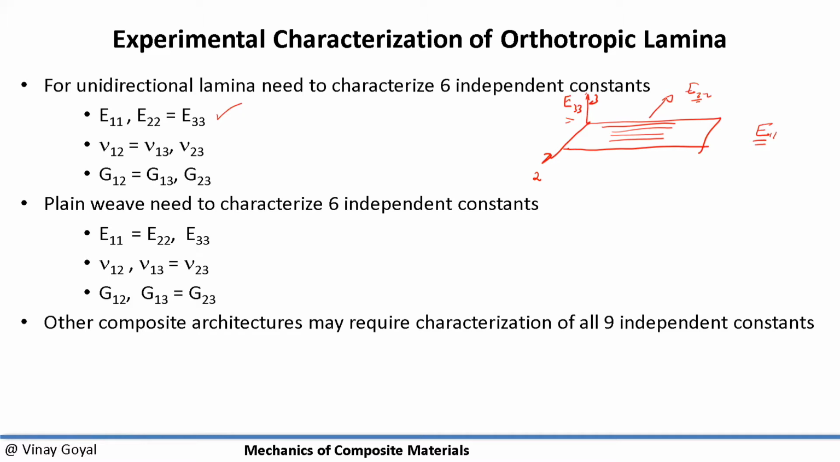Well, in that scenario, I'm applying load across the fibers, but I'm measuring the contraction also across the fibers. So very clearly, nu 2,3 should be different from nu 1,2 and nu 1,3, because for nu 1,2 and nu 1,3 the load is applied along the fibers and you're measuring the contraction across the fibers. While in this case, I'm applying the load across the fibers and measuring the contraction across the fibers.